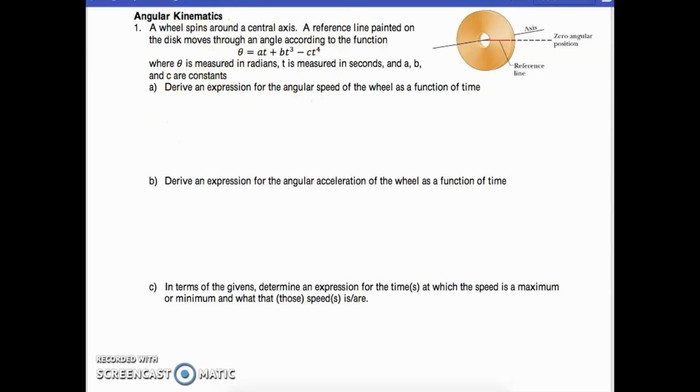So deriving an expression for the angular speed, derive means start from first principles. So the relationship between theta and omega is you take the derivative of theta and that gets you omega. So if we take the derivative of that expression given at the top, the 4 comes down, multiplies by the existing coefficient, and then the exponent reduces by 1. And the same thing will happen with the b term as well as the term with the a in it.